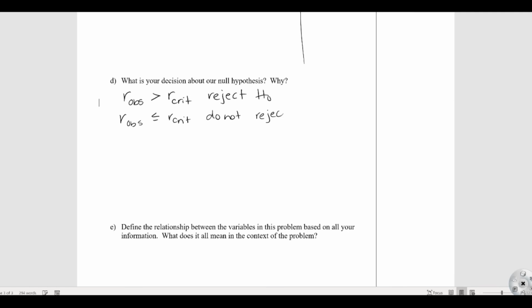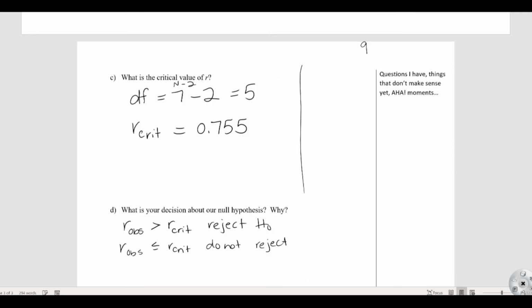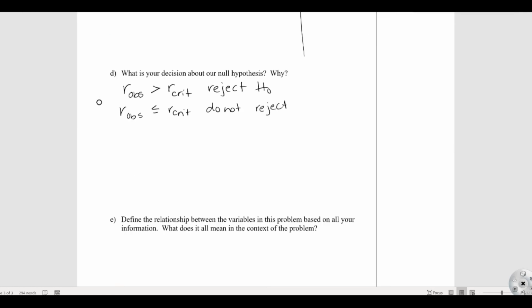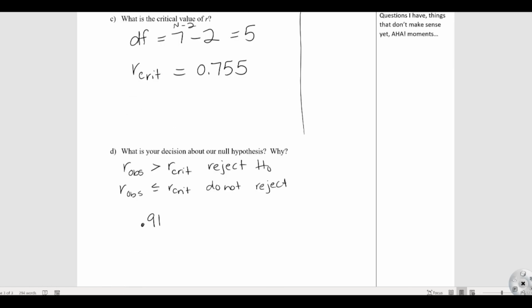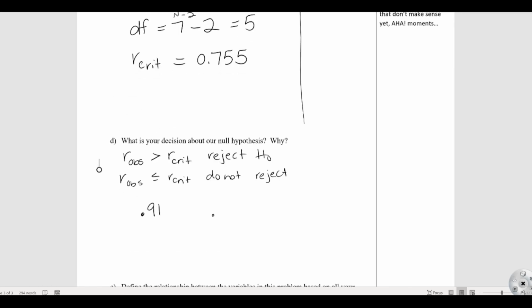So what was our observed R? That's the one we calculated that I messed up. That is actually 0.91. So 0.91 is our observed. Our critical one that we looked up in the table is 0.755. Which one is bigger? No, this one's bigger. So Pac-Man's going to eat it. All right, that helps you remember. So if our observed R is bigger than our critical R, we are going to reject the null hypothesis. In other words, we would say that it is significant.